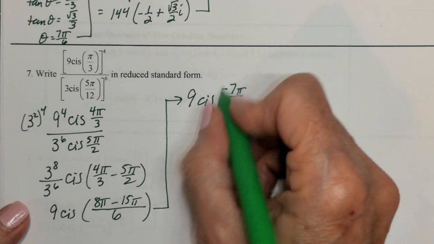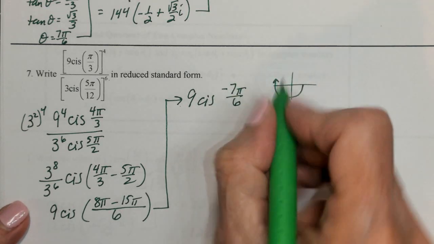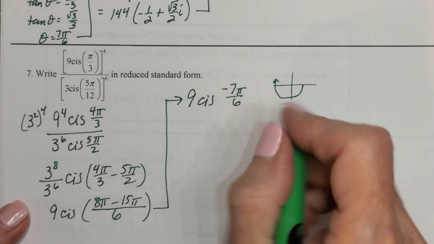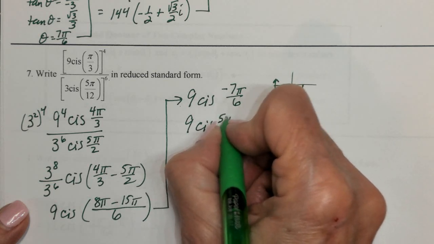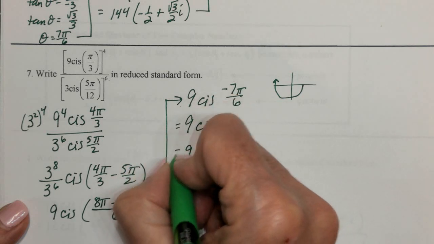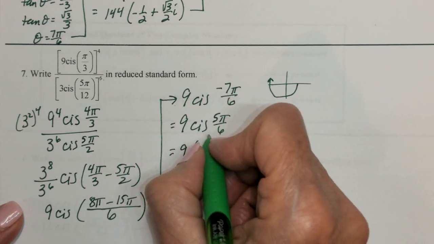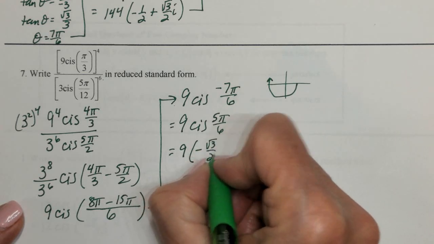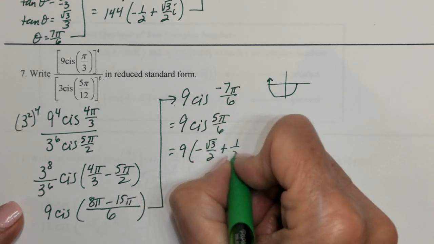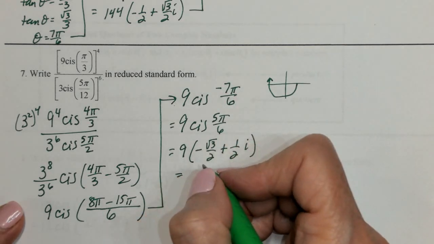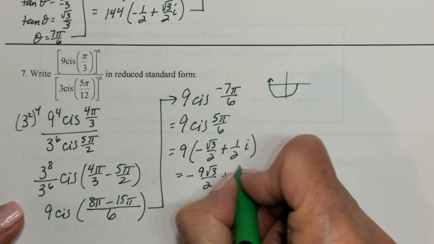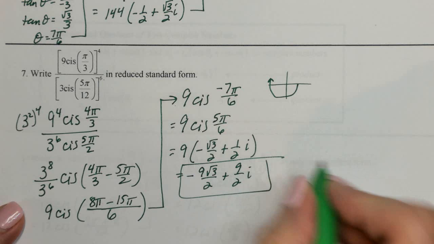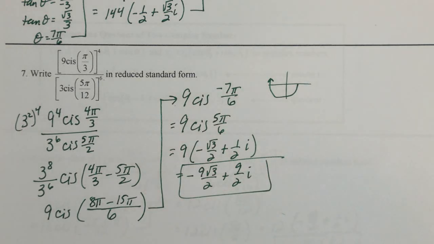What quadrant is that in? Negative 7 pi over 6 will be in quadrant, it's the pi over 6 in quadrant 2. So this is the same as 9 cis of 5 pi over 6, which is 9 times cosine of 5 pi over 6, negative square root 3 over 2, sine of 5 pi over 6, positive 1/2. So in reduced standard form, we get negative 9 square root 3 over 2 plus 9/2 I. Okay, that is operations of complex numbers.